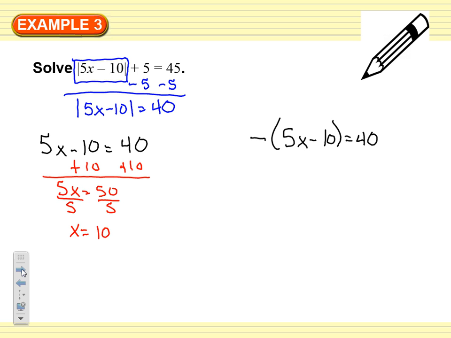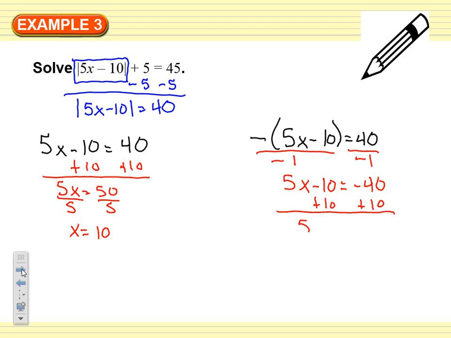Over here, instead of distributing this time, you can if you'd like to distribute, but you can also get rid of the negative right away by dividing by negative 1. So you're left with 5x minus 10 equals negative 40. Add 10 to this. 5x equals negative 30. Divide by 5. X equals negative 6. Now we have our 2 equations, now we need to check them.